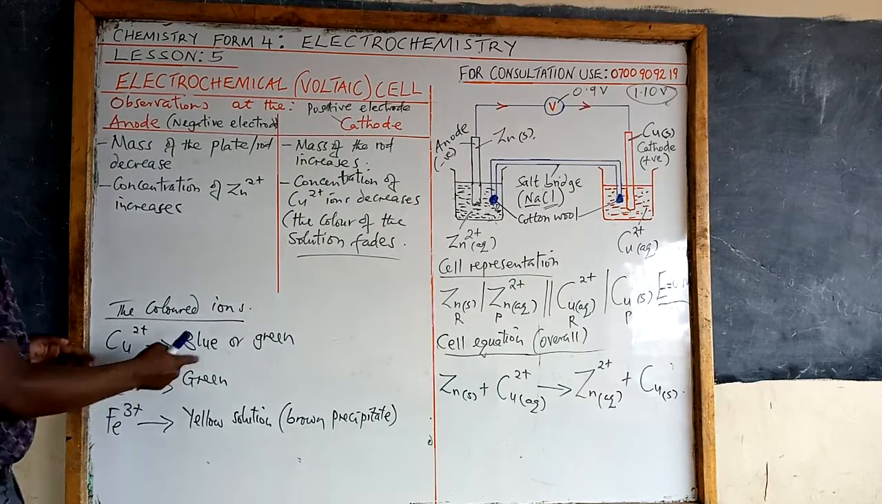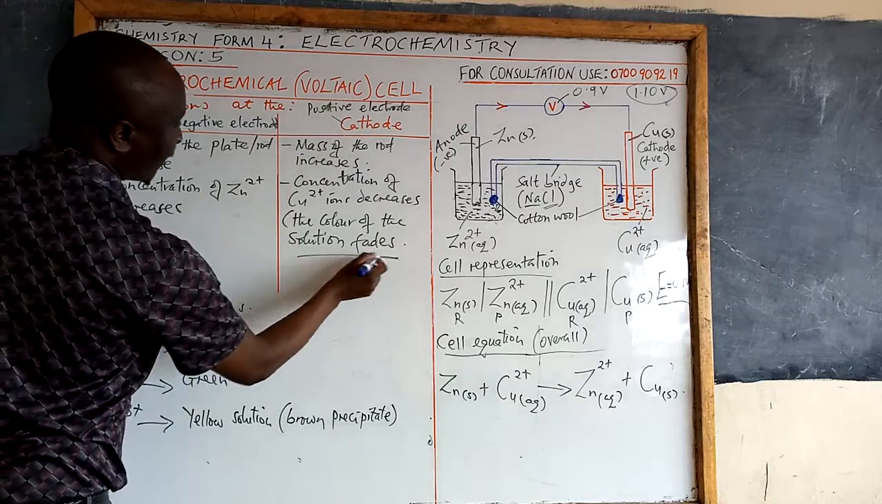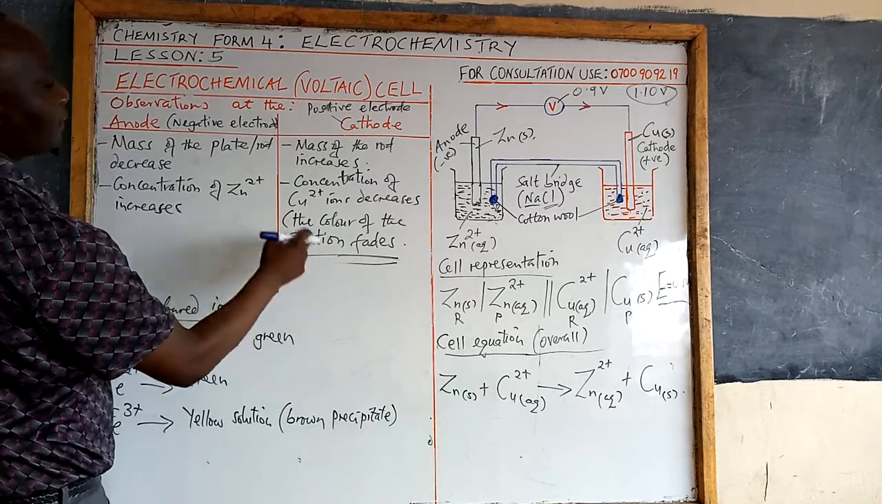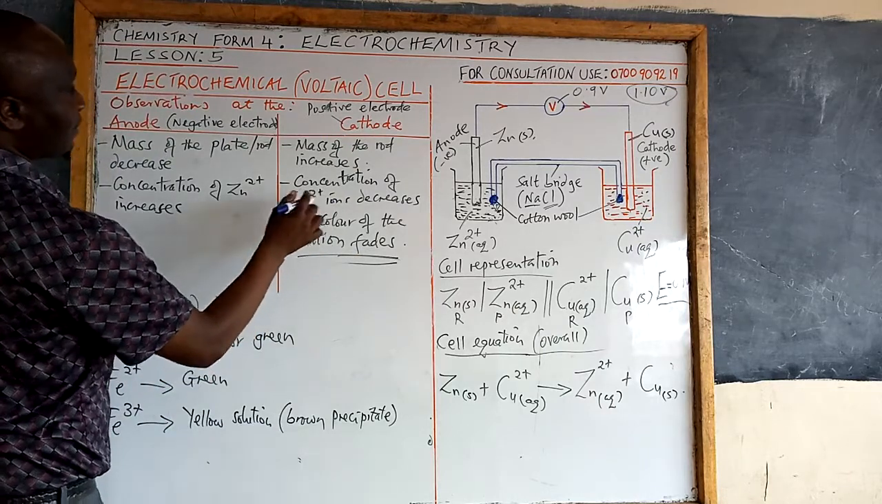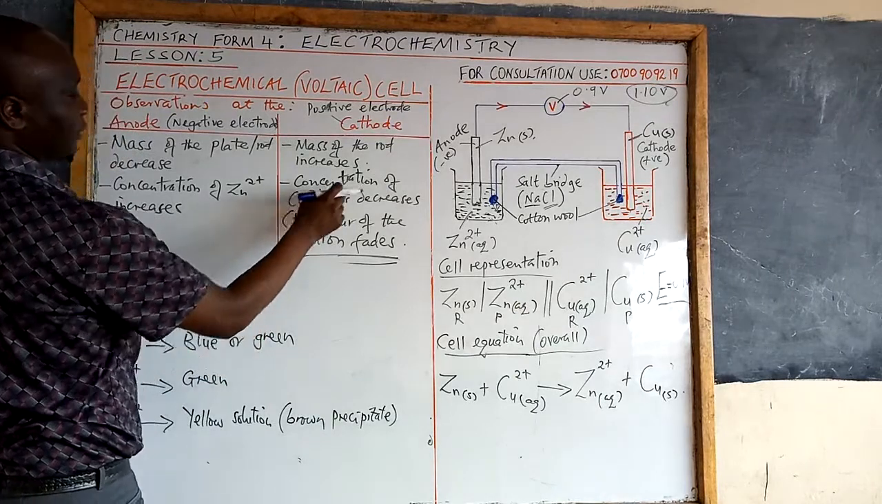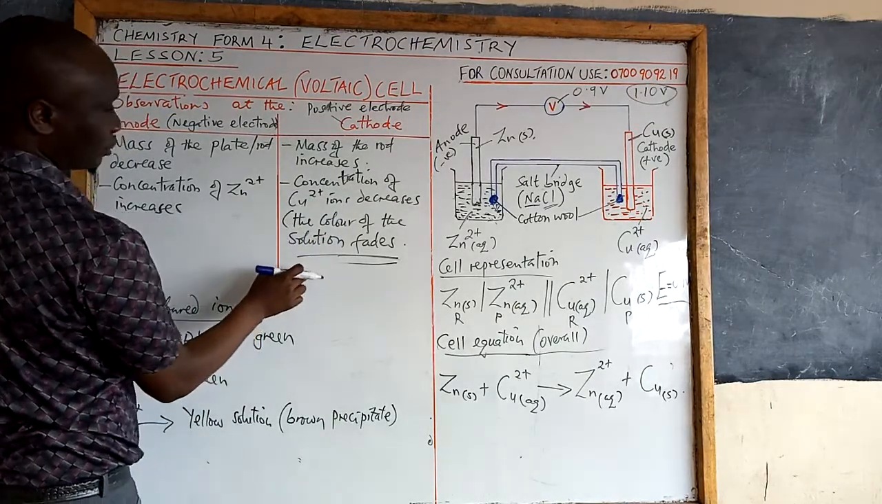Now, for example, if blue, that is copper, is on this side, then the color of the solution you have to take note of is going to fade. If it is copper, like in this case, it is being discharged. The concentration of copper is decreasing. That is why the solution fades.